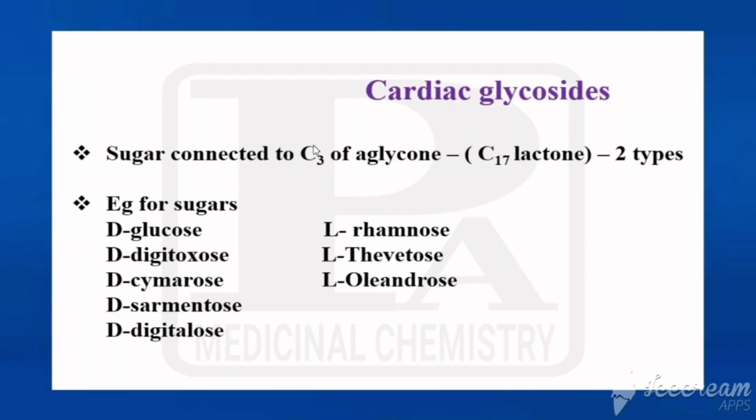Besides, we have seen 2 types. What are the 2 types? At 17, it has 2 lactones. What are the 2 lactones? One is called cardenolide, another one is bufadienolide.